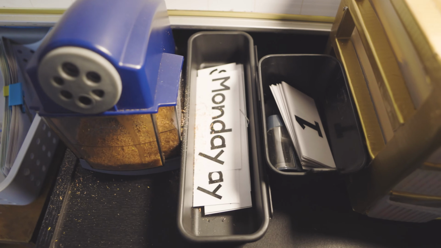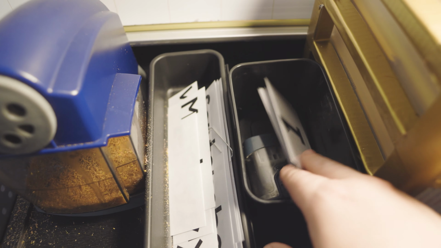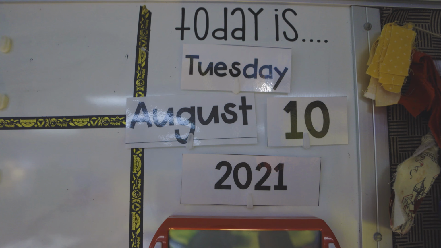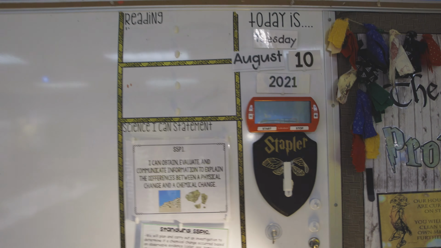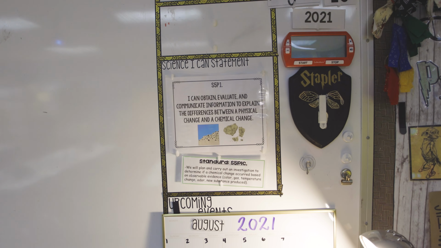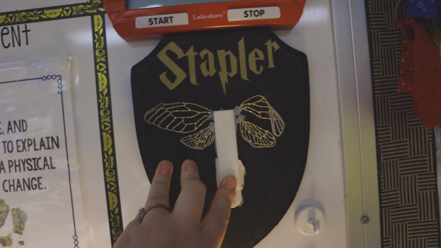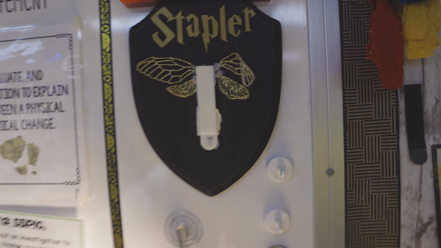And then here's where I'm keeping my days of the week and the months and then the dates for how I am putting up my date this year. And then I've got a spot for my reading I can statement and then my science standards and I can statements. This used to have a stapler on it, but it kept falling off, and so I need to redo that.